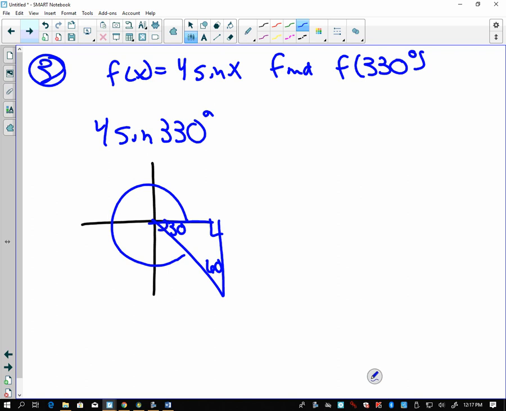We want 4 sine of 330. So we're going to use our reference angle here. We know that the sine is going to be negative because of where we're located. We know we're going to be at radical 3 over 2 here. So we want 4 times the sine of it. Well, 4 times the sine of this 30 degrees is opposite over hypotenuse. So 4 times negative 1/2 should be negative 2. Okay, if I double check, number 3, negative 2 is my answer.